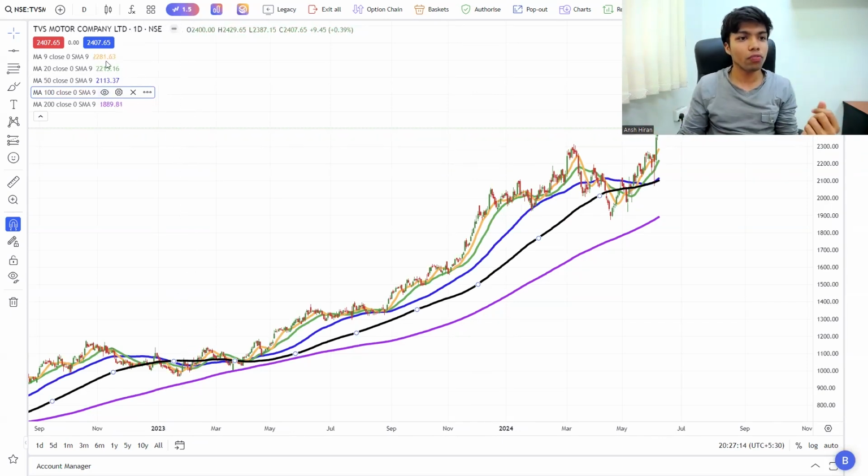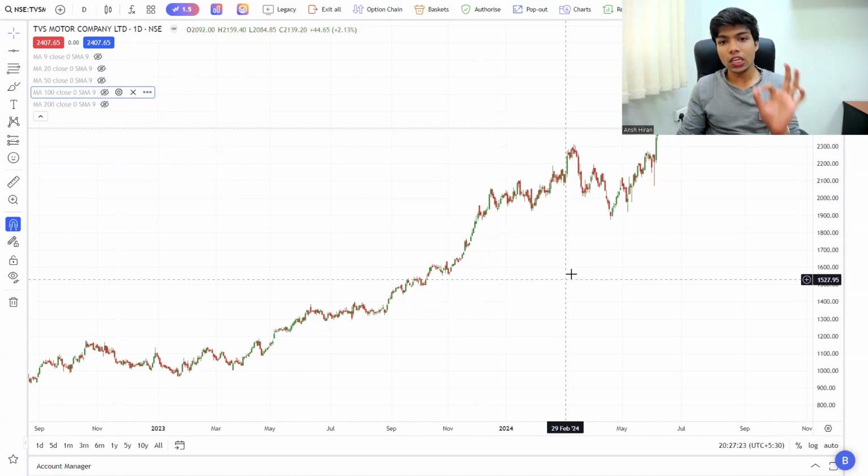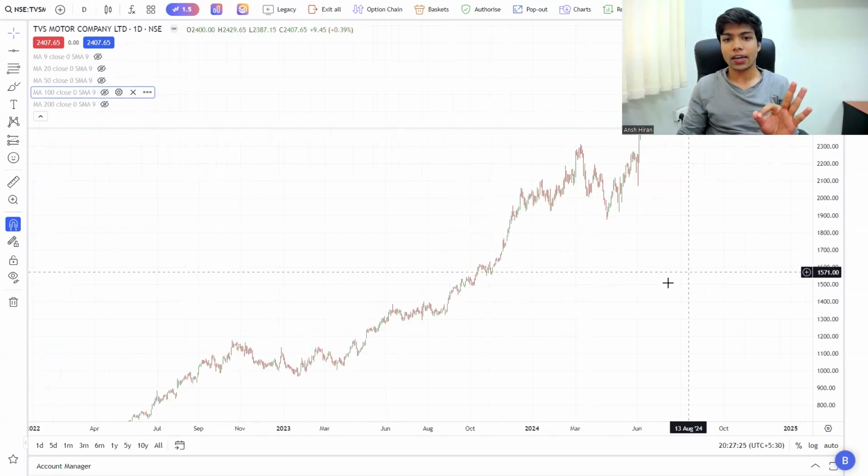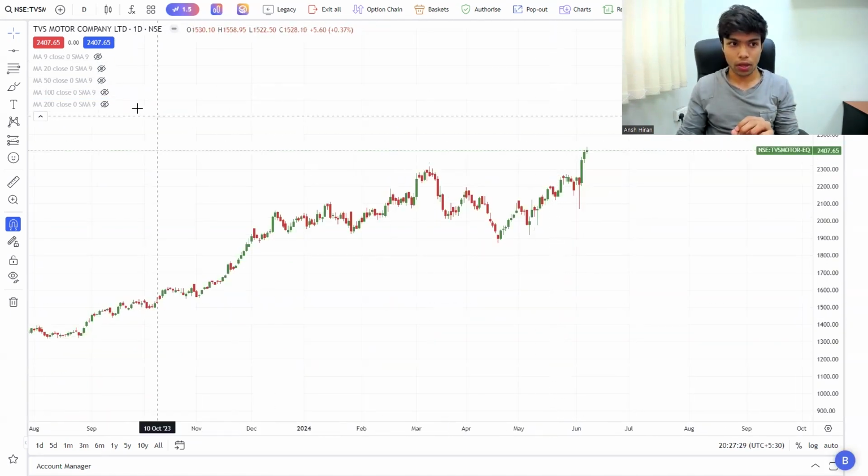Now, what is the use of these moving averages? There are two uses, and I'm going to tell you both of them. Let's understand this. The first use is that these moving averages act as very, very strong support and resistance in the market. Okay, look at this.